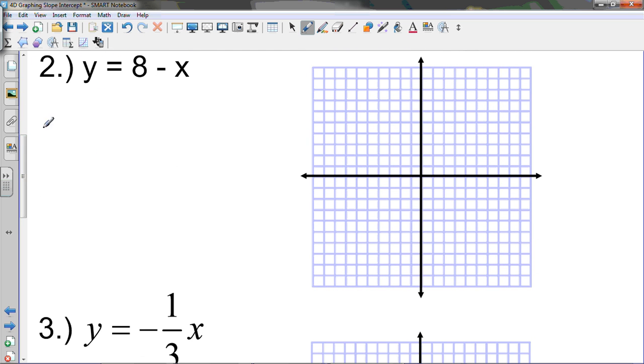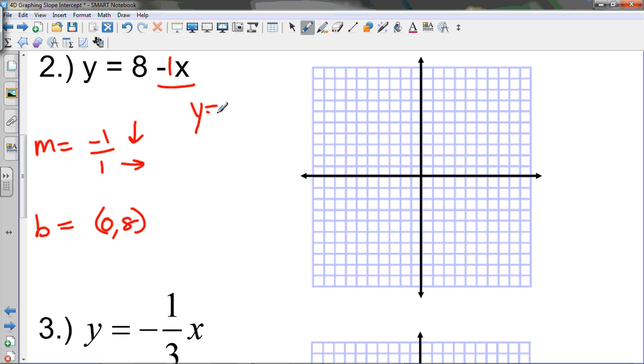Here, again, the y is by itself, so that's good. What's the m? Again, it's the coefficient in front of x. So we say negative 1, turned into a fraction, so we go down 1 over 1. And then our b is 0, comma, and the number by itself, positive 8. Some of us may want to rewrite this equation and put the x value first and then the b in the back, and that's okay if that helps you out.